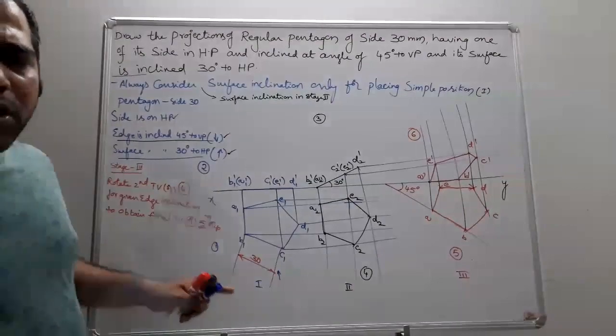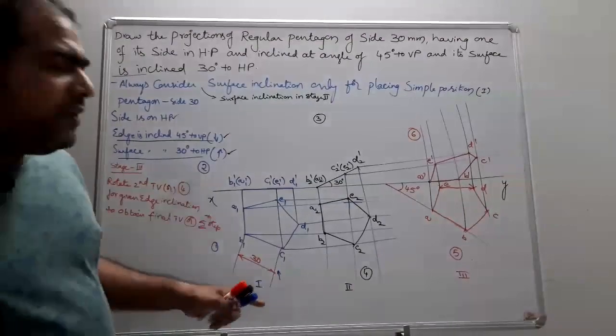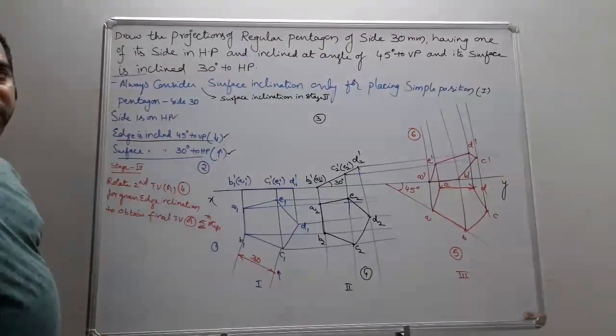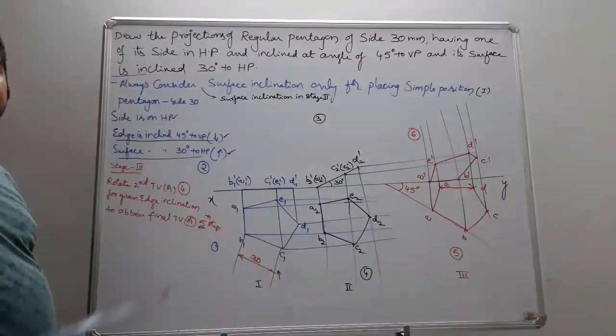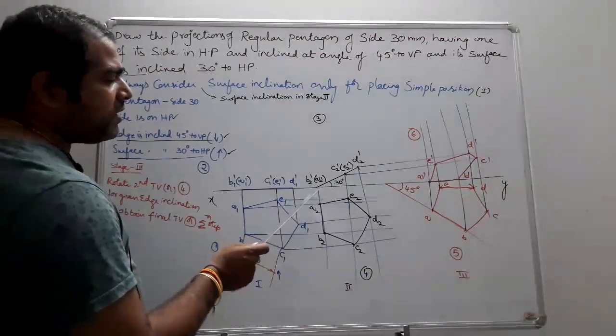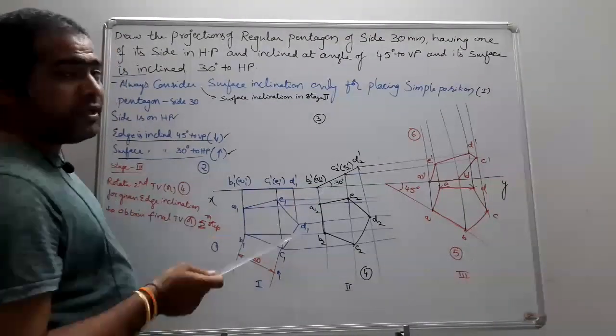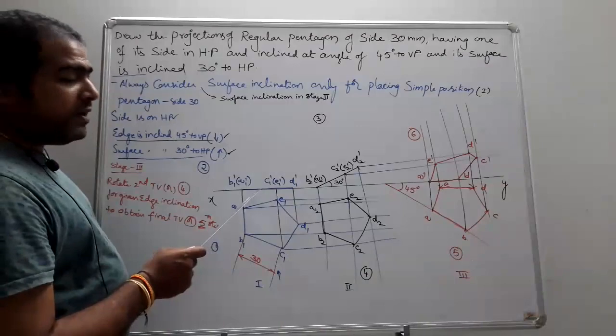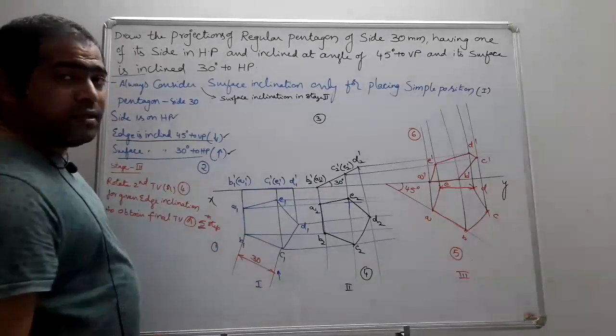Next, always in stage 2 you consider the surface inclination. What is the surface inclination given? Surface inclination 30 degrees to HP. Always 30 degrees to HP means it comes above XY line. So above XY line, I draw a line of 30 degrees. And I reconstruct the obtained front view, that is step 2, on the 30 degrees.